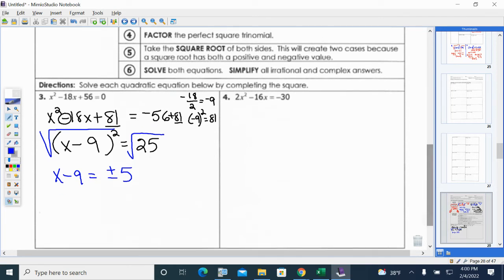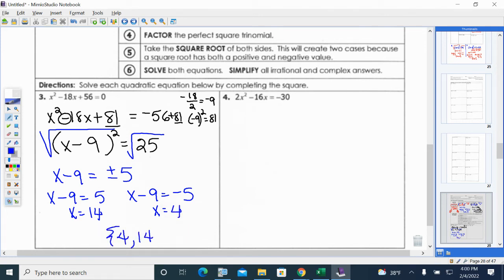And I'm going to finish this off by solving both of my equations. X minus 9 equals 5, and x minus 9 equals negative 5. Add the 9. 5 plus 9 is 14. And again, add the 9. Negative 5 plus 9 is a positive 4. So I have, for my 2 solutions, 4 and 14. I'm going to walk you through number 4 before we look at solutions that are irrational or imaginary.